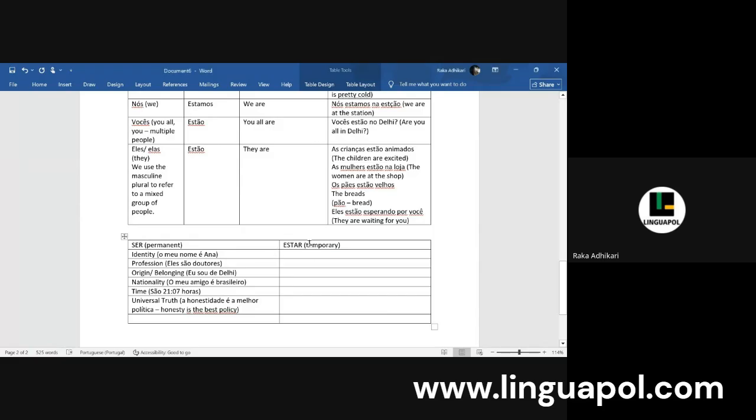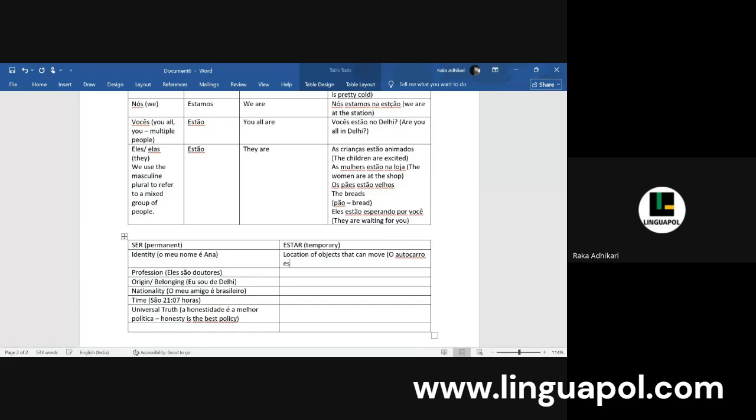Let's move on to the star verb. Okay. First of all, star will be used for location of objects that can move. That means locations that can change, right? For that, we will always use the star verb. For example, o autocarro está na parada. That means the bus is at the bus stop.